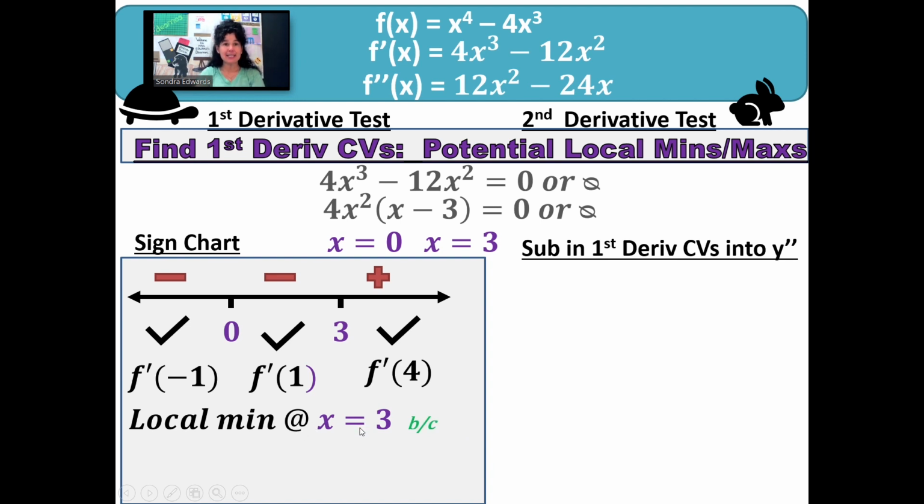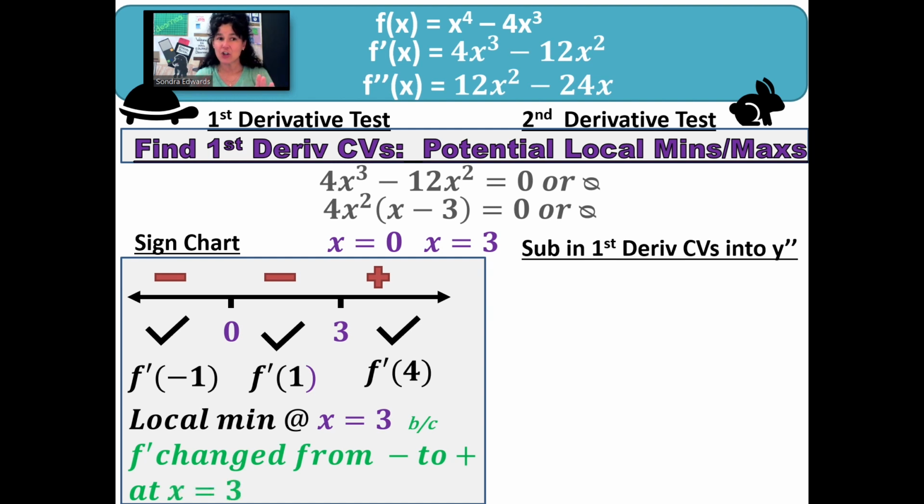Now on the AP exam, you want to say because f prime changed from negative to positive at x equals 3. So that is your official statement. You don't want to just have the sign chart there and say, therefore, there's a local minimum at x equals 3. Okay, so specifically say, don't say it changed. You need to say f prime changed from negative to positive.